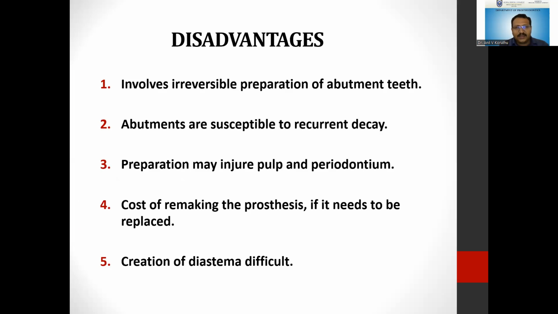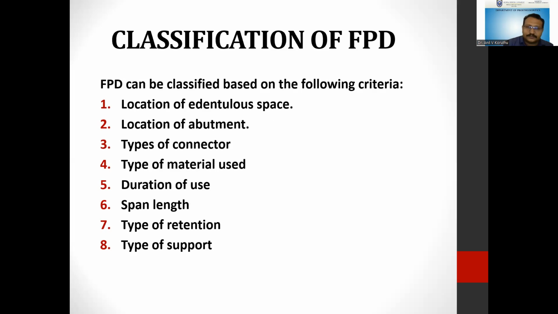So the disadvantage: it involves irreversible preparation of the abutment tooth. That means once you reduce or prepare an abutment tooth, this preparation is irreversible. You cannot build back the lost enamel. So abutments are susceptible to recurrent decay. Preparations might injure the periodontium or the pulp. The prosthesis is costly, and the creation of a diastema is also a little bit difficult.